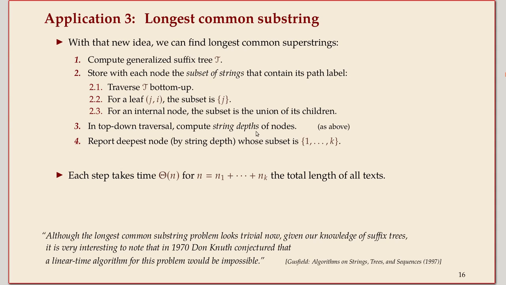Next step is compute the string depths, just as before, like for the repeated substrings. And the last step is you walk again through all your nodes a 3rd time. And now you check if this node has the full set of substrings. If every substring occurs below it, then you enter it in the competition. And among all those that enter the competition, you take the one with the largest string depth. Okay?